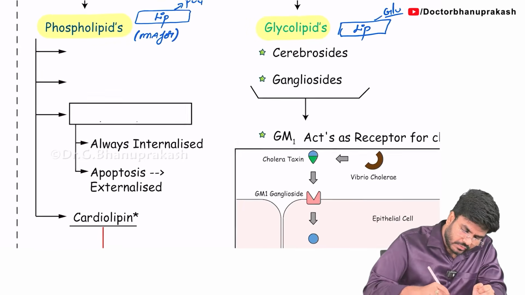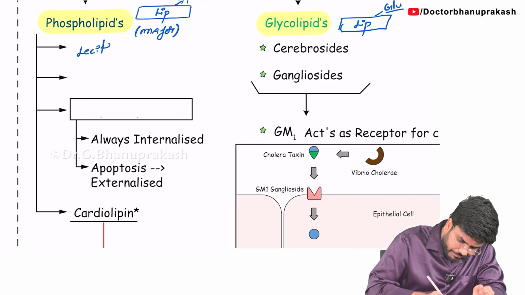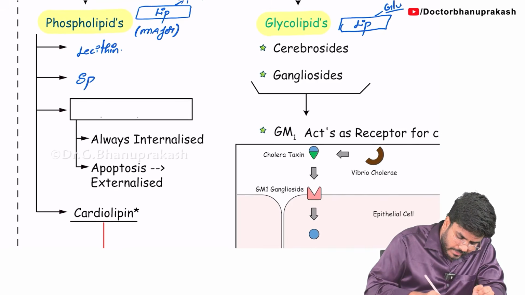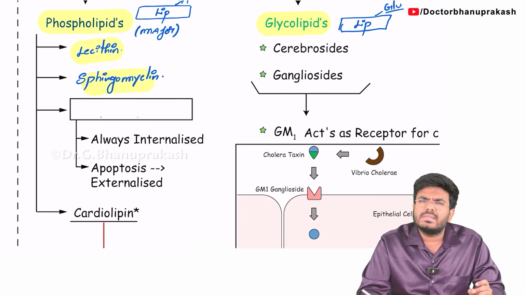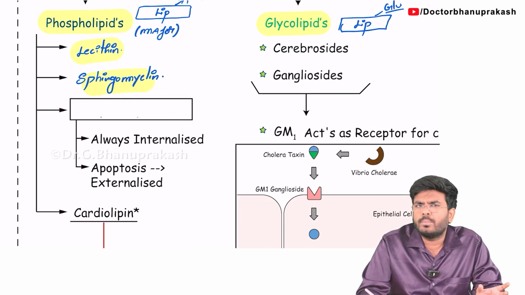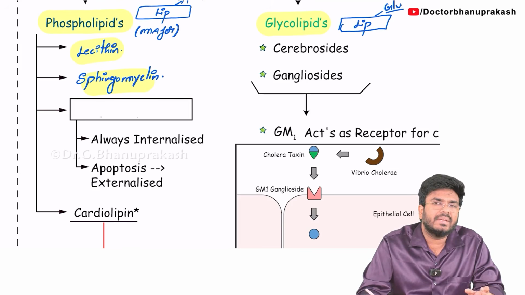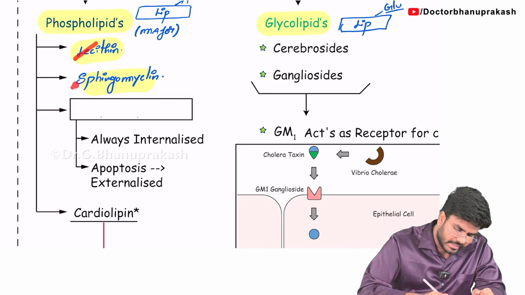The first type of phospholipid that I am teaching you is called lecithin. The second type is sphingomyelin. Now students, whenever they hear lecithin and sphingomyelin, they will start to have a doubt. Sir, we have studied lecithin and sphingomyelin in the topic of respiratory physiology. Lecithin and sphingomyelin are the major and minor lipids present in the surfactant, which helps to decrease the surface tension in the lung. Yes, it's the same lecithin and sphingomyelin.